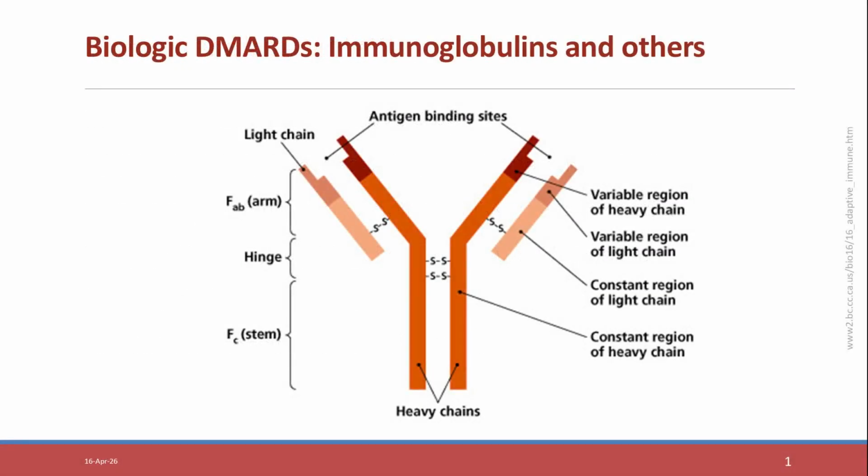This slide shows the structure of immunoglobulins, which is important because monoclonal antibodies are designed based on this structure. The variable region determines antigen specificity, while the constant region determines effector function. This concept underlies the development of targeted biologic therapies.